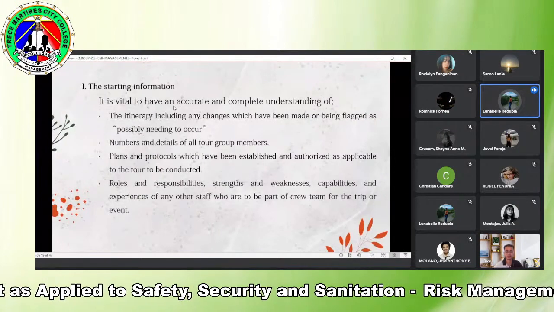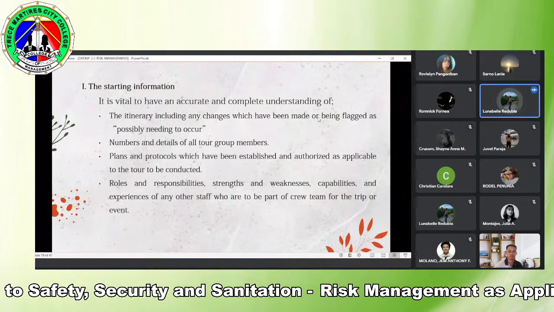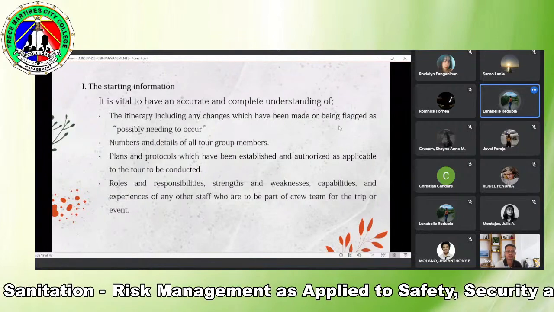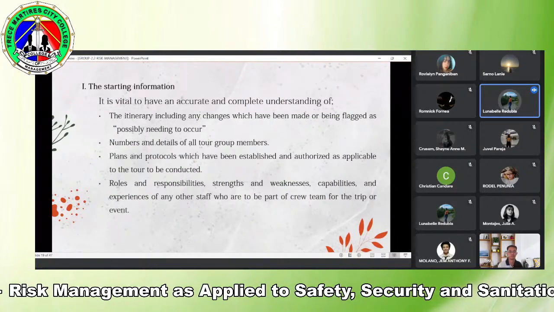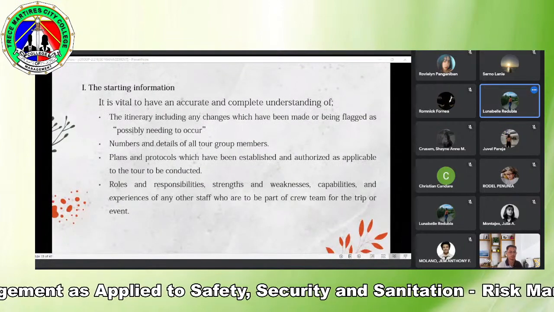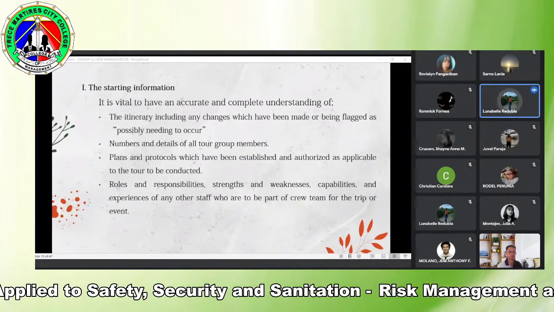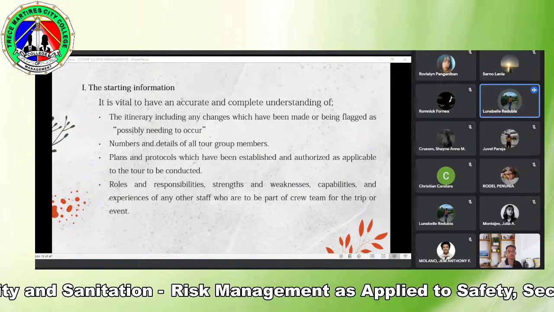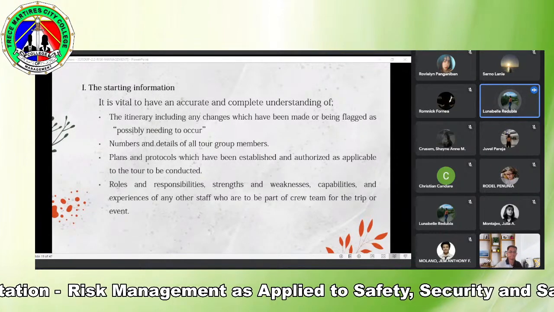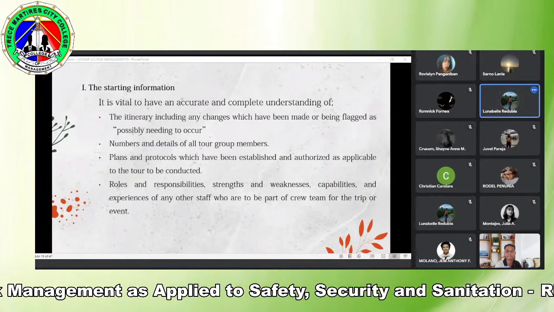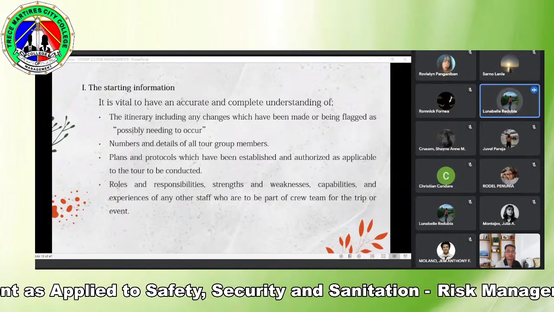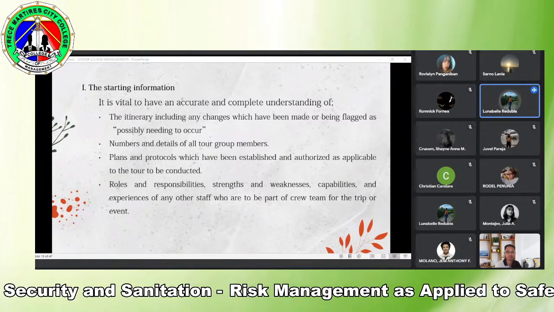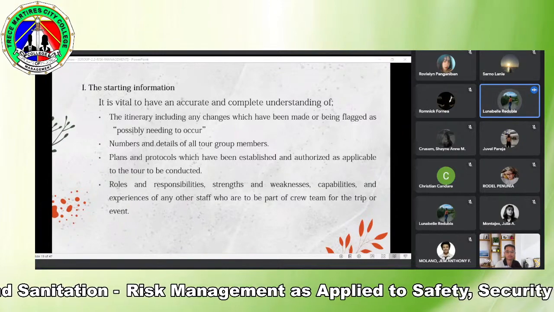The starting information: it is vital to have an accurate and complete understanding of the itinerary, including any changes which have been made or flagged as possibly needing to occur. When we say itinerary, it means the route or a journey on tour, or the proposed outline. Anyone who has planned a trip would appreciate the importance of having some idea of what they plan to see and do at their destination. Itineraries can be very helpful for independent travelers once they arrive at their destinations, para maiwasan natin yung magulat sa mga biglaang pangyayari.